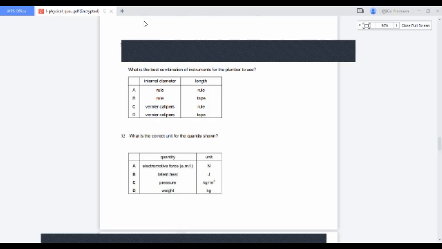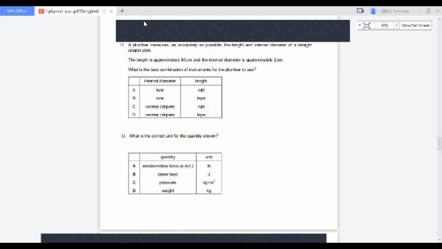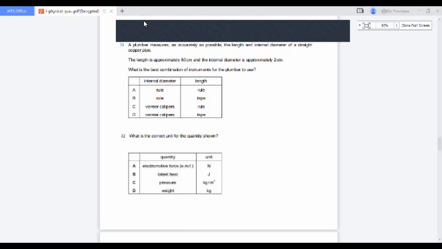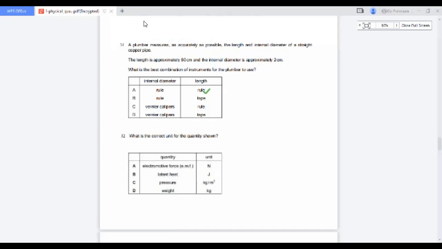Number 31. A plumber measures as accurately as possible the length and diameter of a straight copper wire. The length is approximately 80 centimeters, which is approximately 0.8 meters, and the internal diameter is only 2 centimeters. So for 80 centimeters, the option can be a meter rule. Length is 80 centimeters, so a ruler can be used in this case. And the internal diameter is approximately 2 centimeters.